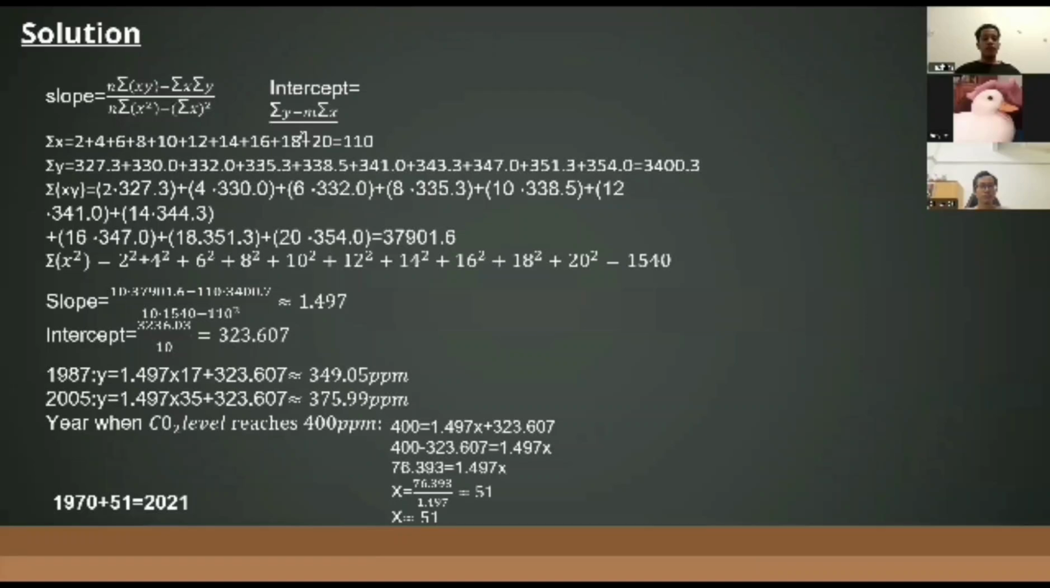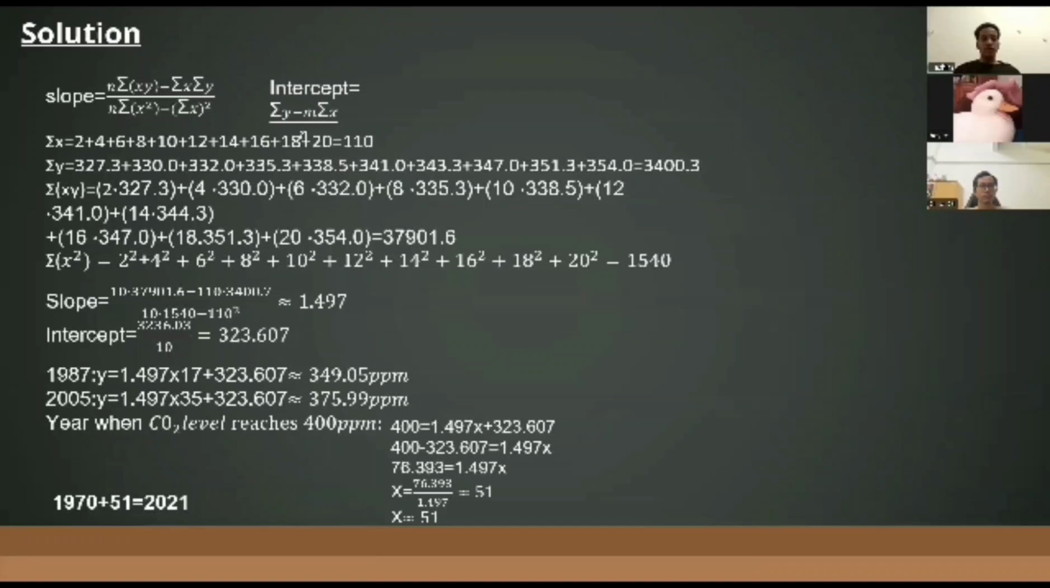And for 2005, y will be equal to 1.497, which is the slope, multiplied by 35, because it is 35 years past 1970, plus 323.607, which is the intercept, which is more or less 375.99 parts per million.